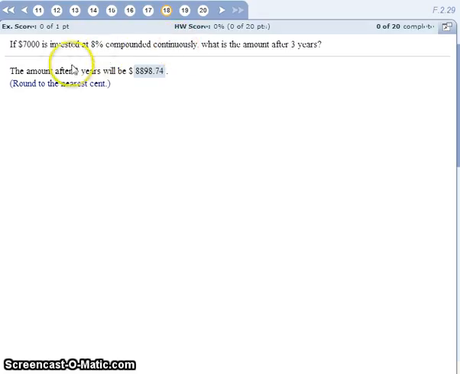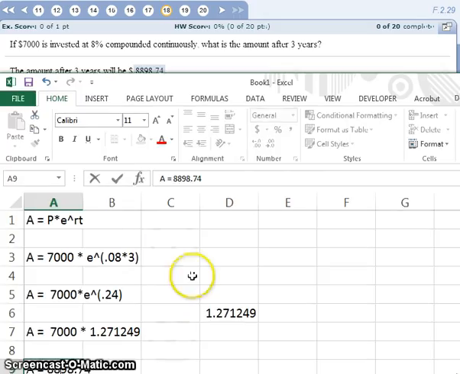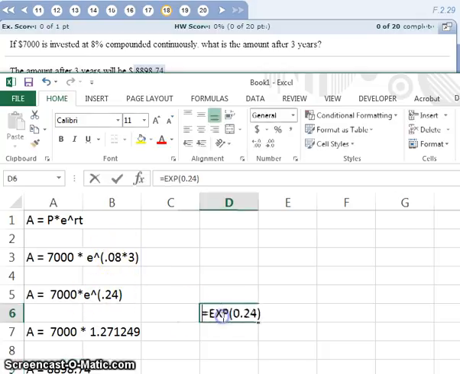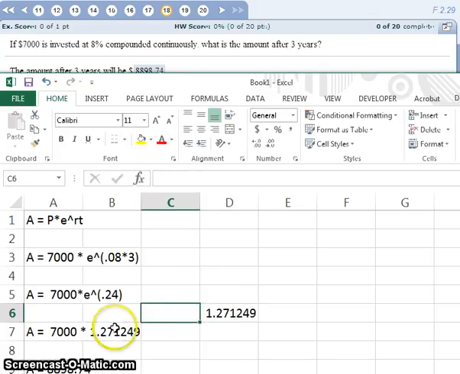For 18, we have continuously compounded interest. We're going to plug the values given here into the formula. So our principal 7,000, interest rate, and 3 years. So reduce the exponent, multiply those together. We have E raised to the 0.24 power. Use a calculator or Excel to figure out what that is. And then the amount is going to be the principal times that value, and there's your answer.